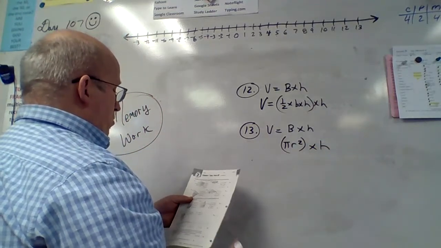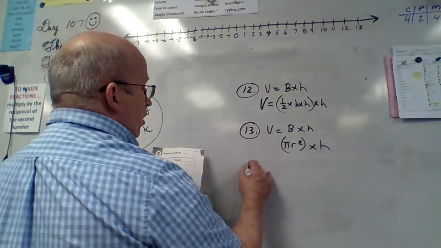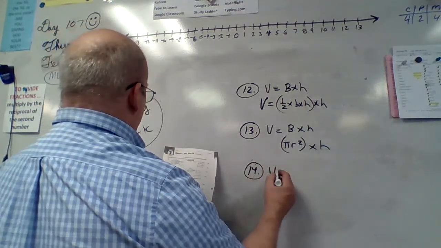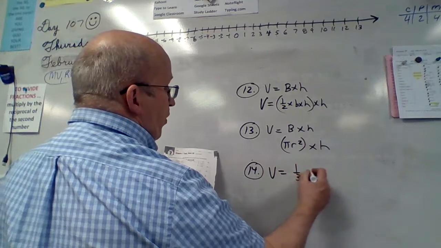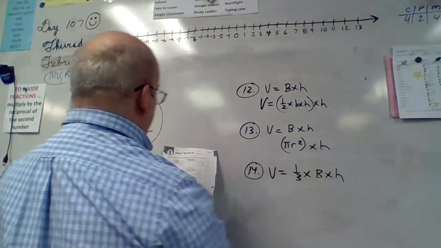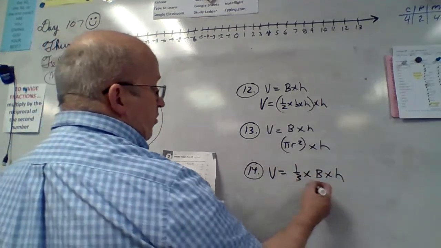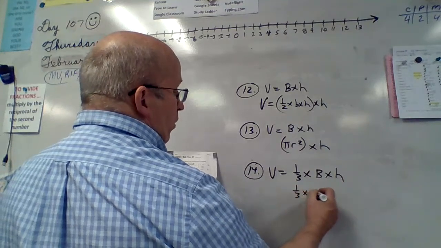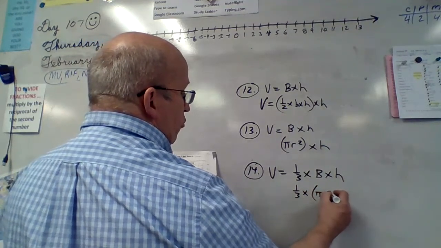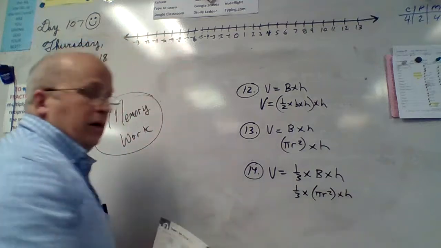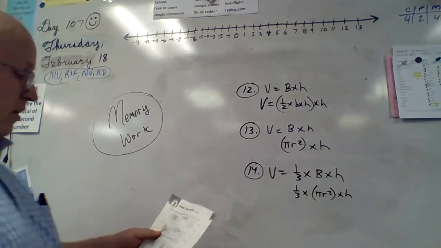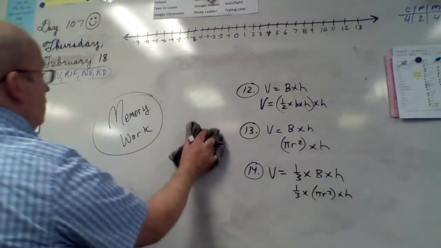Number 14, that's a cone. The formula changes slightly for volume of a cone. That's 1/3 times capital B times H, right? And because the base of the cone is a circle, we write that base as pi r squared times height, right? We've got to write it in that fashion.